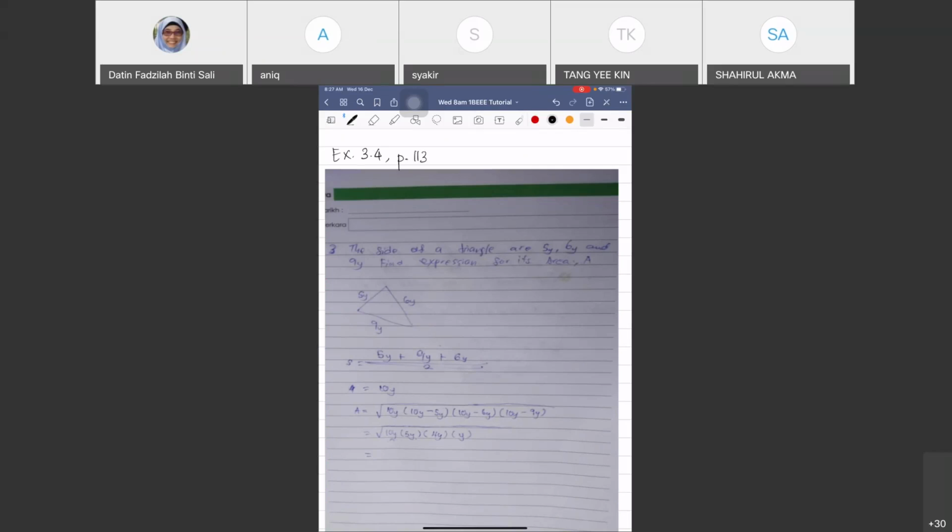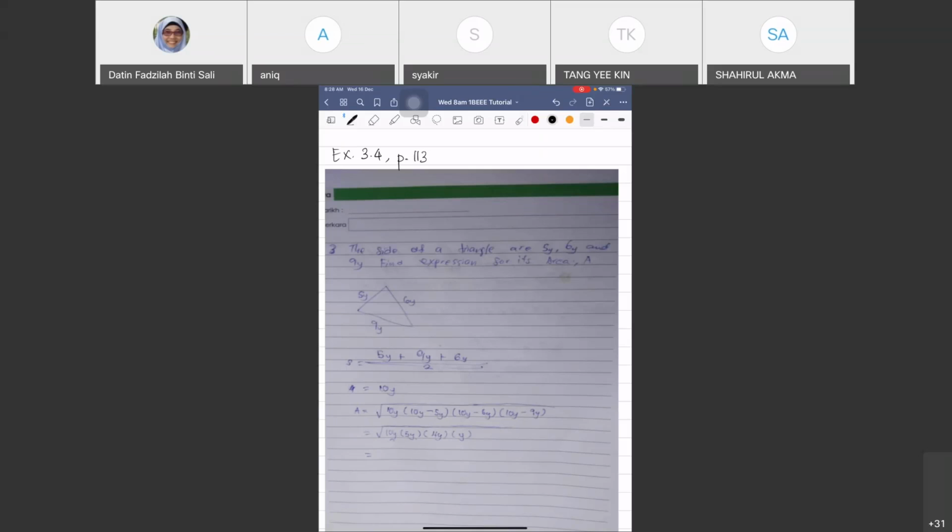Now if you look at your book, questions 1 and 2 are quite straightforward. You are given all the lengths of the triangles, all three sides, and then you have to use Heron's formula to find the area. So questions 1 and 2 are basically straightforward, so I'm not going to discuss that. But if you have questions, please let us know. I'll start with question 3 here.